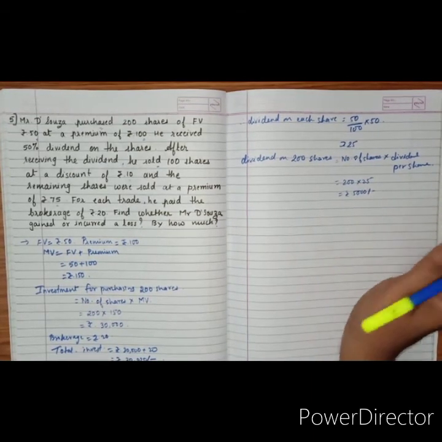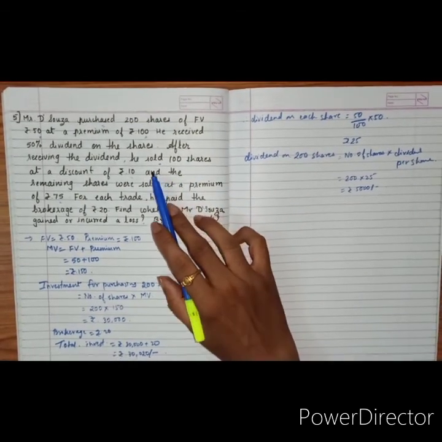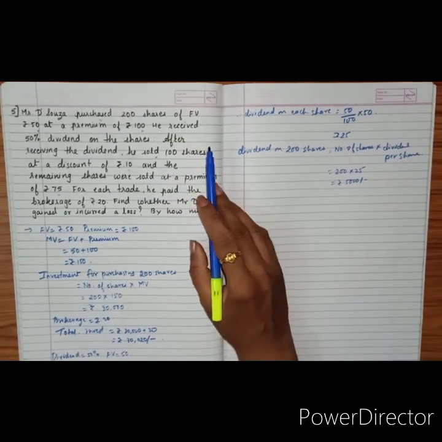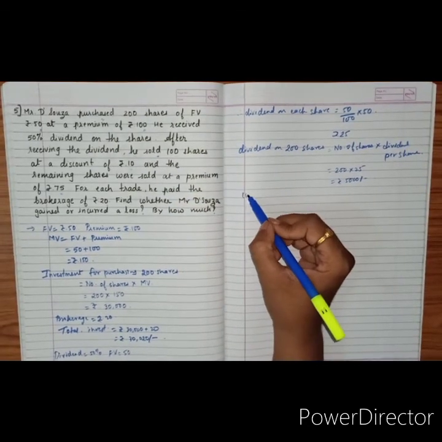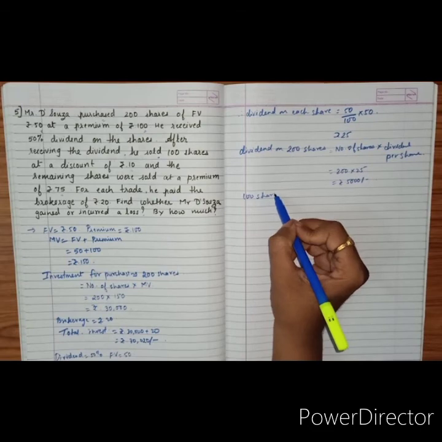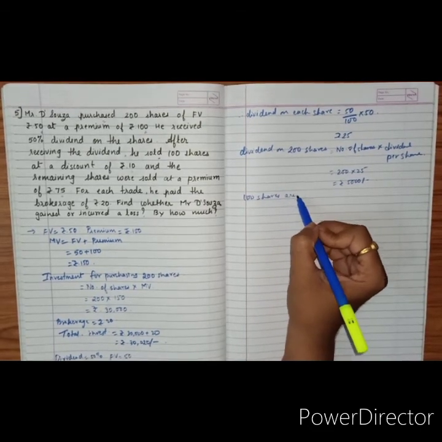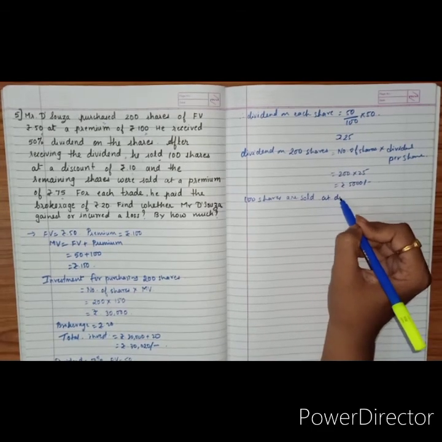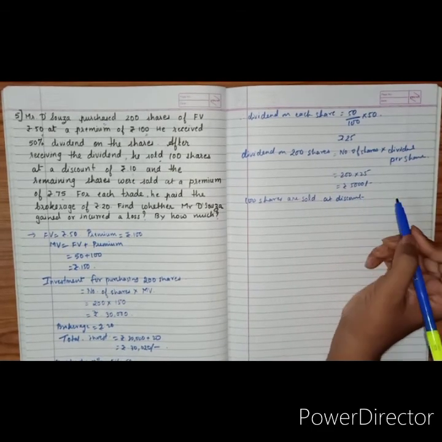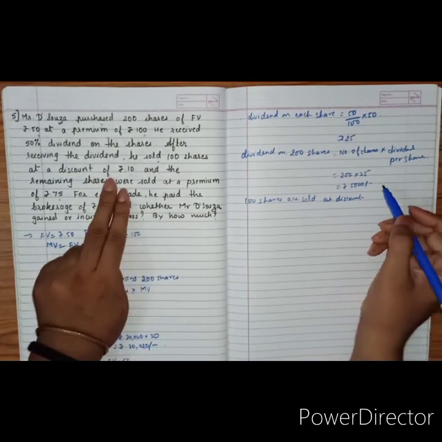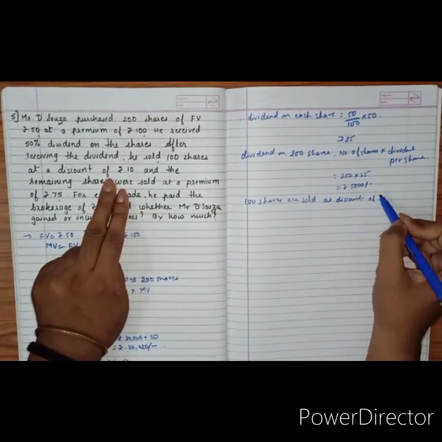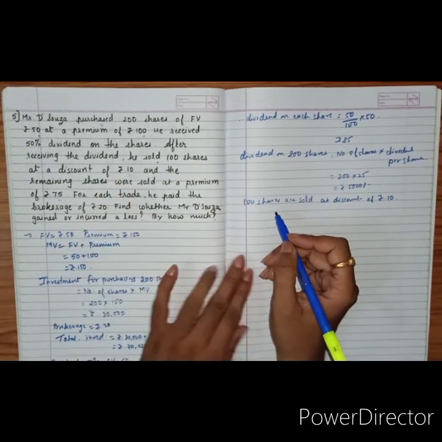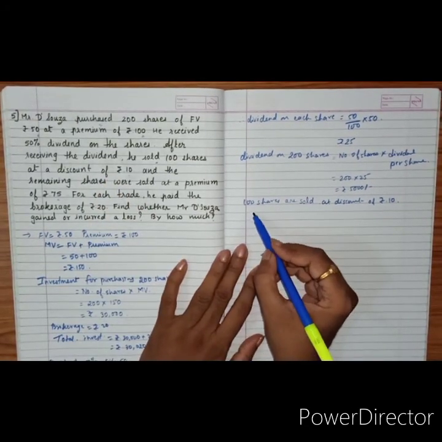Okay, fine. Now see here, he sold 100 shares. So let us write down, 100 shares are sold. Now they are sold at a discount. See, it is given in the question, at a discount of rupees 10. Fine. So what will be the selling price of 100 shares?